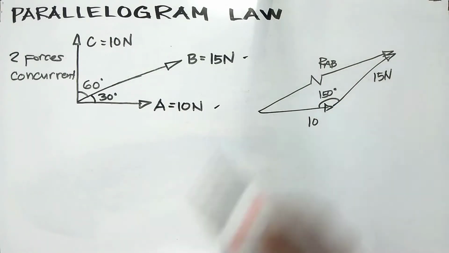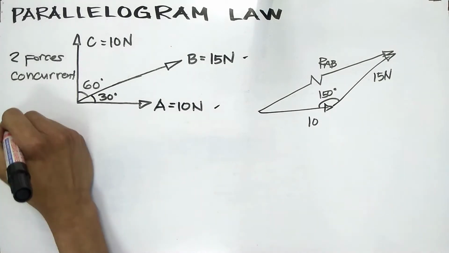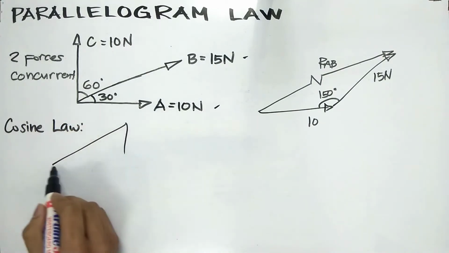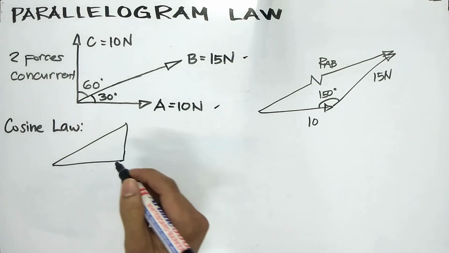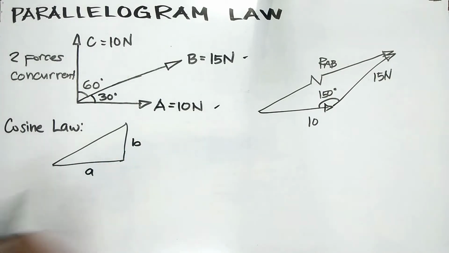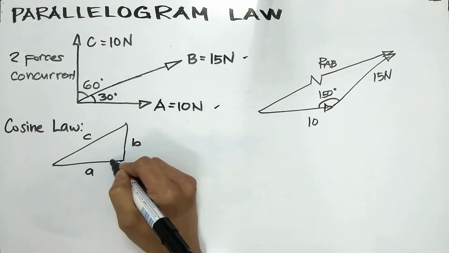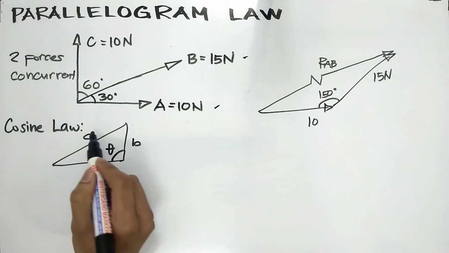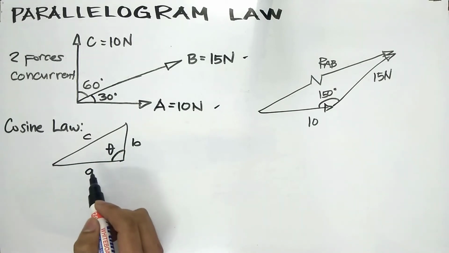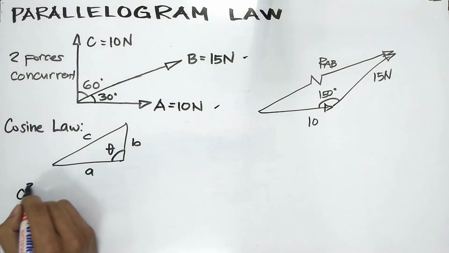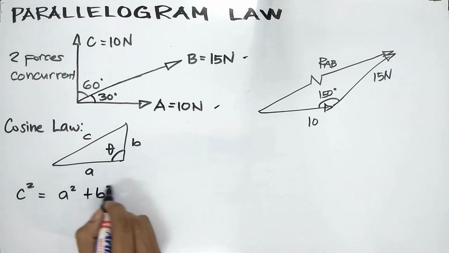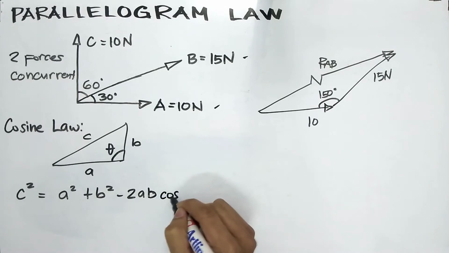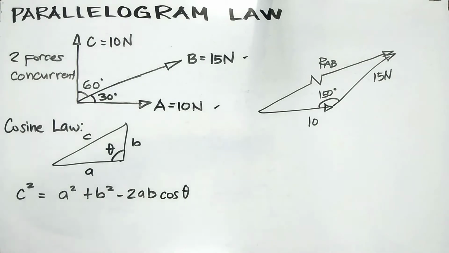To find the magnitude of the resultant of A and B forces, we will use what we call the cosine law. For cosine law, let's say we have a triangle. Let's call this side A, side B, and side C. This is not necessarily 90 degrees. So let's name this angle theta. Using the cosine law, we can solve for the magnitude of this side C if we know the values of A, B, and theta. C squared is equal to A squared plus B squared minus 2AB times the cosine of the angle opposite the side that we are looking for.